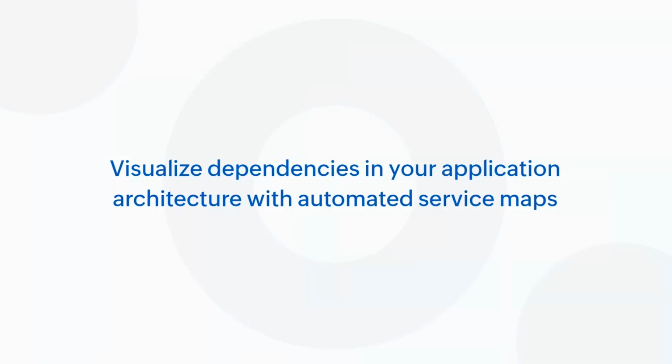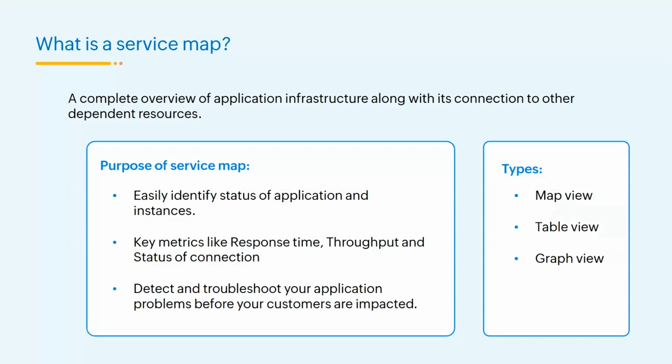Going to the last slide, visualize the dependencies in your application architecture with an automated service map. Now, what is a service map? It will provide you with a complete overview of the application infrastructure along with the connections to the other dependent resources. The main purpose of a service map is to identify the status of the application that is related to instances, monitor the key metrics like response time, throughput, and status of the connection, and detect and troubleshoot any application problems before the customers are impacted. It will also help us identify the number of failed request counts.